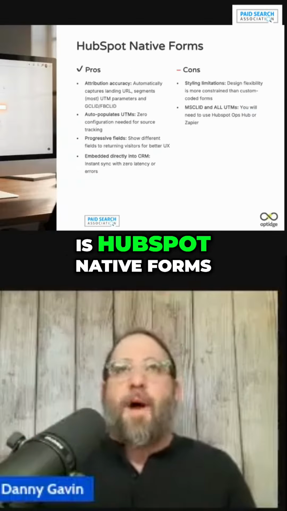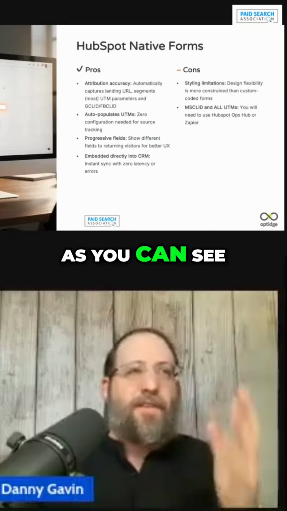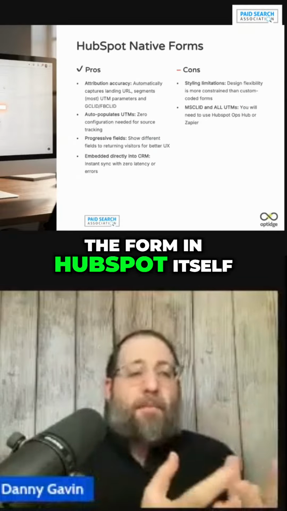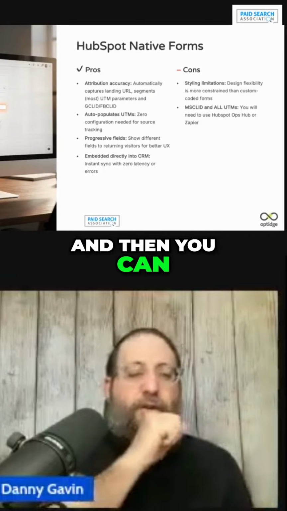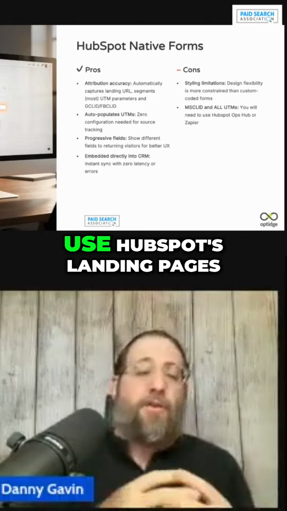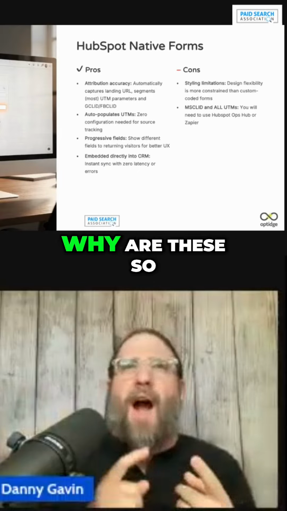So the first one is HubSpot native forms. What this literally means is, as you can see in that picture, a little bit AI-y, but you get the point, is that you build the form in HubSpot itself, and then you can embed that form on your landing page, or you could potentially use HubSpot's landing pages. Now, why are these so good?